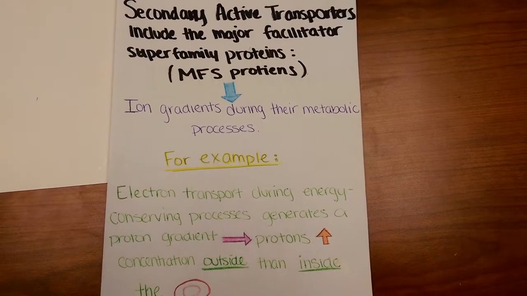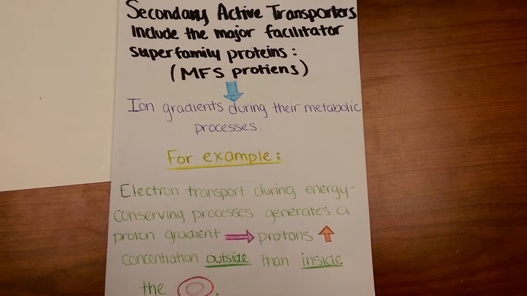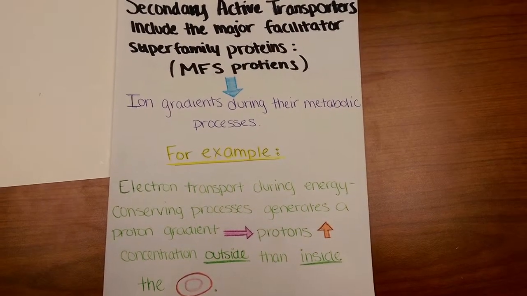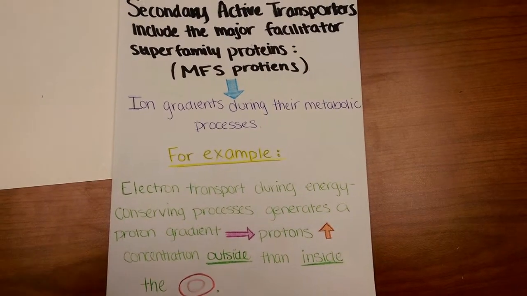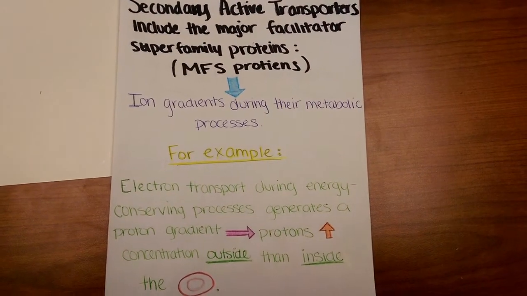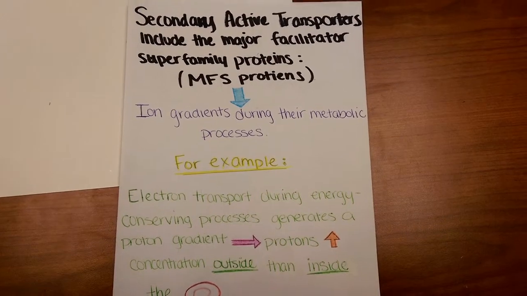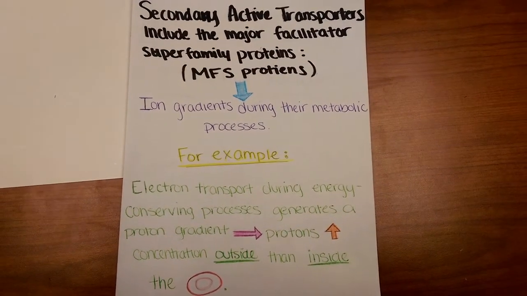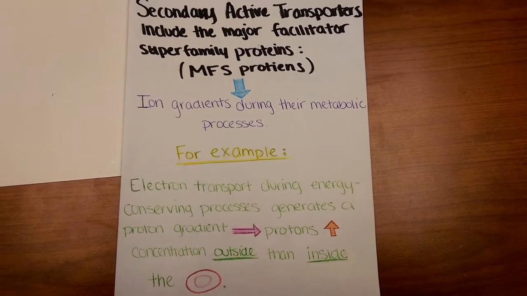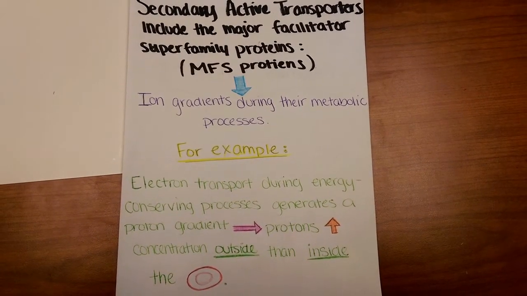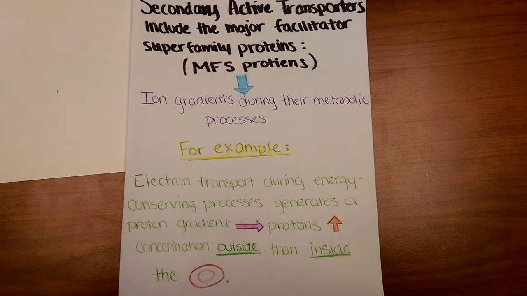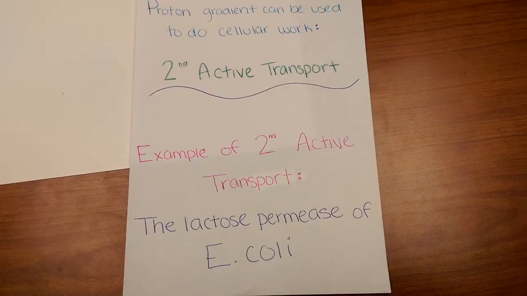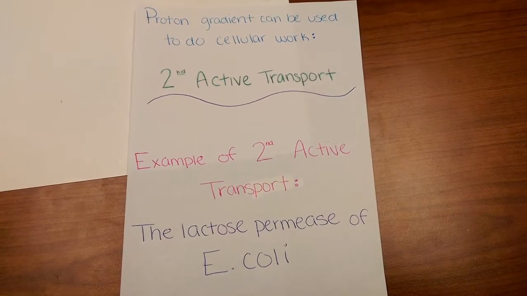Secondary active transporters include the major facilitator superfamily proteins, MFS proteins. MFS transporters use ion gradients, some of which are created by bacteria during their metabolic process. For instance, electron transport during energy-conserving processes generates a proton gradient in which protons are at a higher concentration outside the cell than inside. The proton gradient can be used to do cellular work, including secondary active transport.